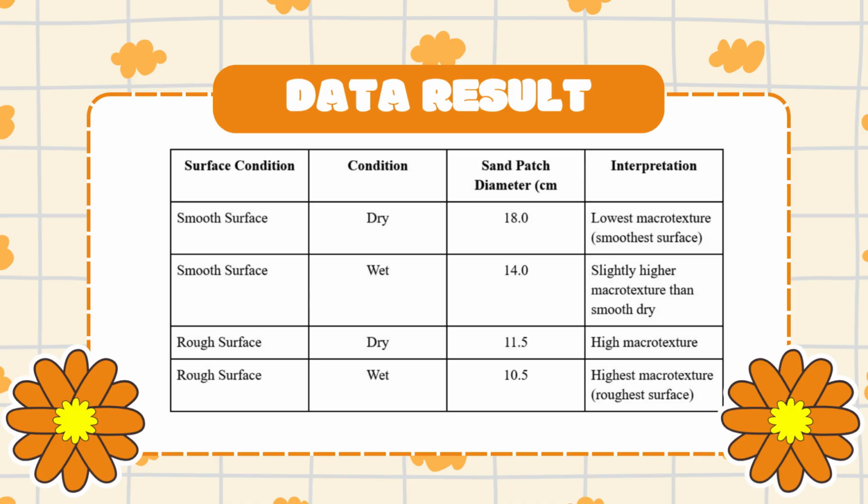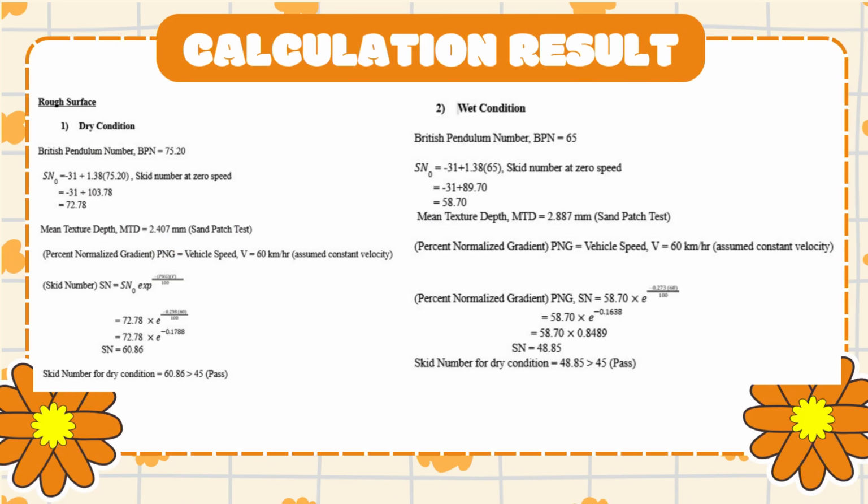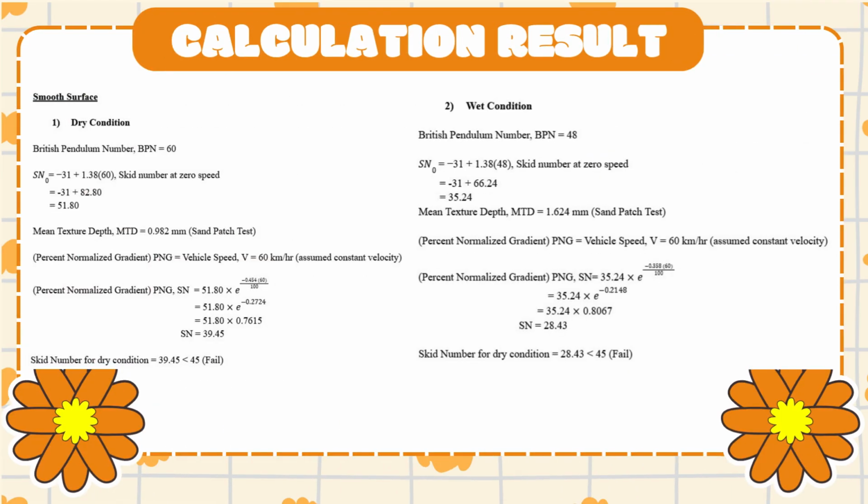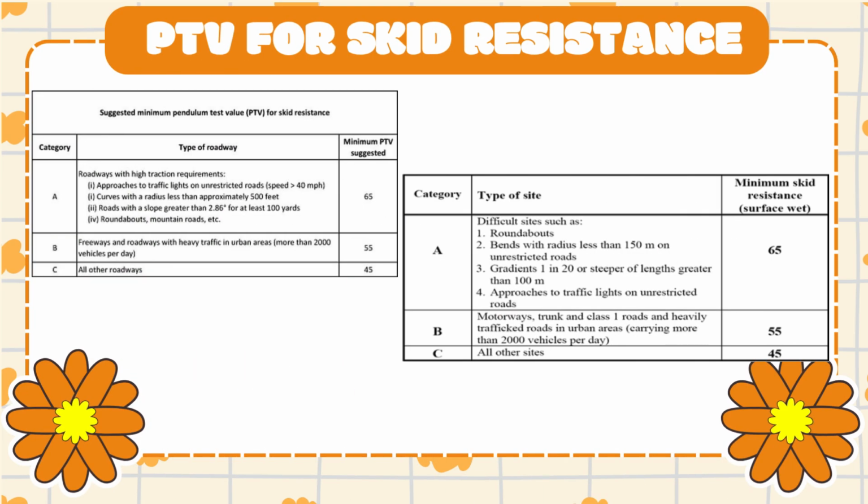Overall, the rough wet surface recorded the highest microtexture, while the smooth dry surface had the lowest microtexture. Higher microtexture improved water drainage and tire grip, which helped reduce the risk of skidding, especially during wet weather. In conclusion, the sand patch test shows that rougher pavement surfaces provide better skid resistance and improved road safety.